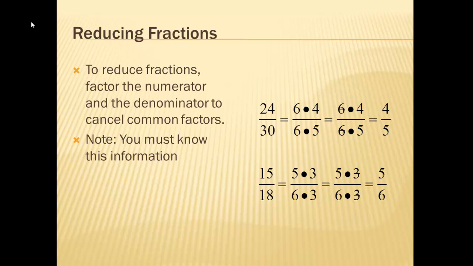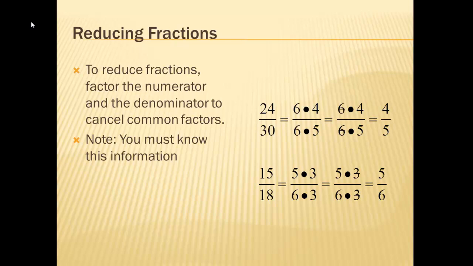One of the things you need to be able to do is reduce fractions to lowest terms. The goal is to find a common factor to cancel out. For example, if I have the fraction 24/30, 24 can be written as 6 times 4, 30 can be written as 6 times 5. The numerator and denominator share a common factor of 6 that can be canceled out, and you have a result of 4/5.